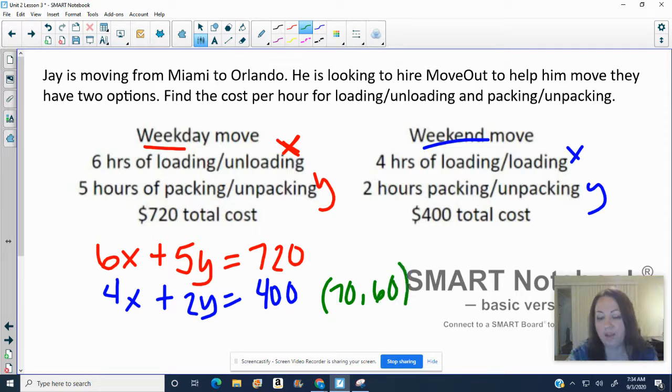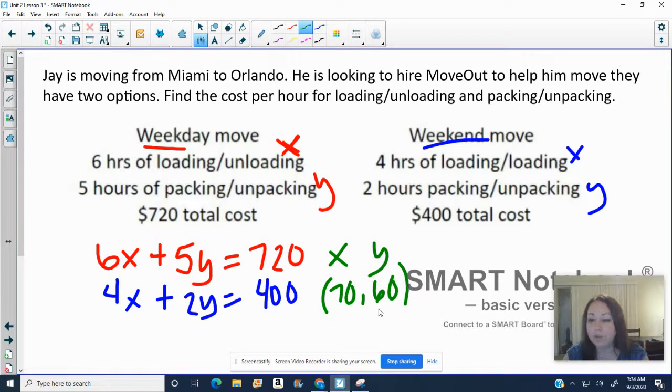We know that when we are dealing with a graph and we get a point like that, our first value is always X and our second value is always Y. So what we know is that for loading and unloading, they were going to charge you $70 an hour. And for packing and unpacking, which is the Y value, they are charging you $60 an hour.